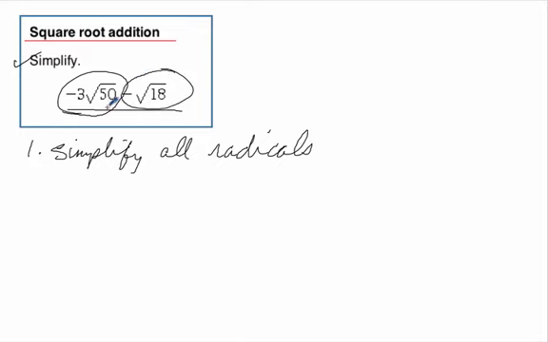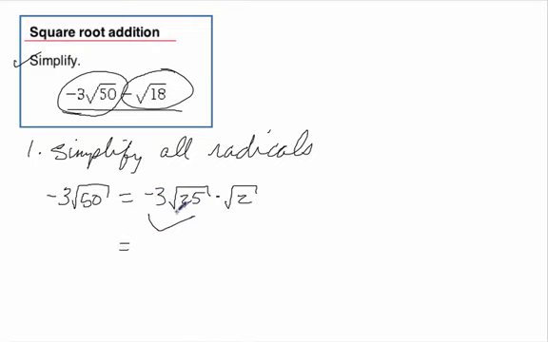So radical 50, we ask ourselves, is there a perfect square that goes into 50? The answer is yes. It's 25. So that's the same thing as negative 3 times the radical 25 times the radical 2. And we know that radical 25 simplifies to be 5. Negative 3 times 5 is a negative 15. So we get negative 15 radical 2.